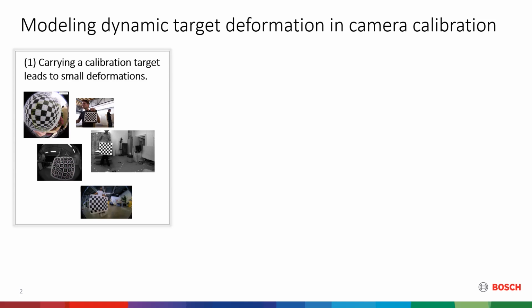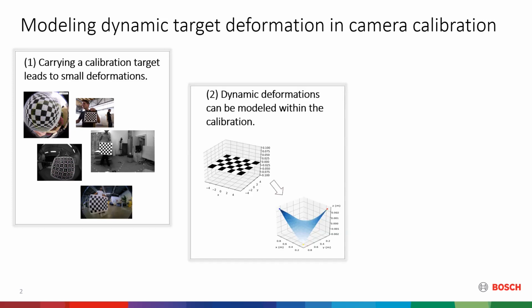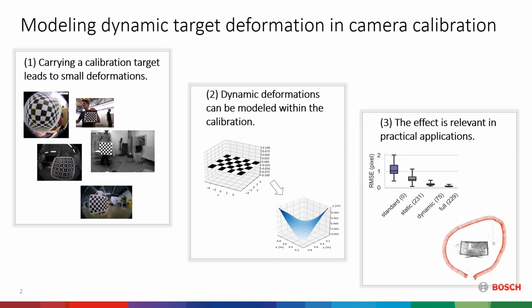We noticed that one of the standard approaches to camera calibration, namely moving a calibration target in front of a camera, can introduce considerable errors into the calibration. This is because mechanical forces on the target lead to small temporary deformations. We propose a way to model these deformations within the calibration and show that this can significantly improve calibration accuracies.